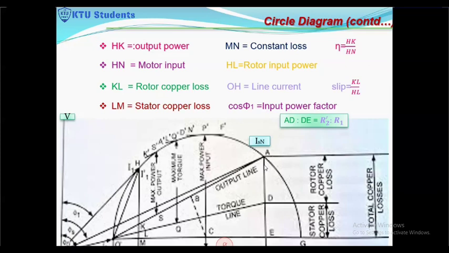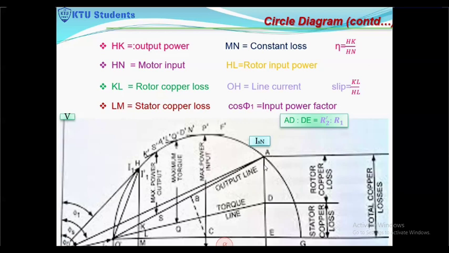Once you have the torque line, AE represents the total copper losses, AD represents only the rotor copper loss, and DE represents the stator copper loss. Why? Because this is R2 dash, the rotor representation, and this is the stator representation. So the total copper loss is equal to the rotor copper loss (R2 dash factor) plus the stator copper loss (R1 factor).